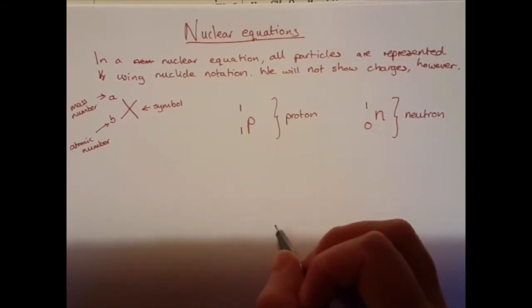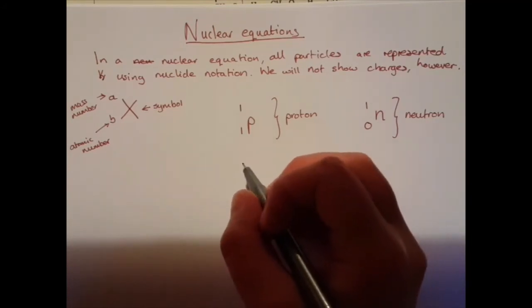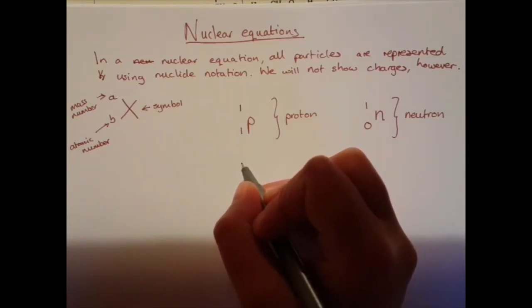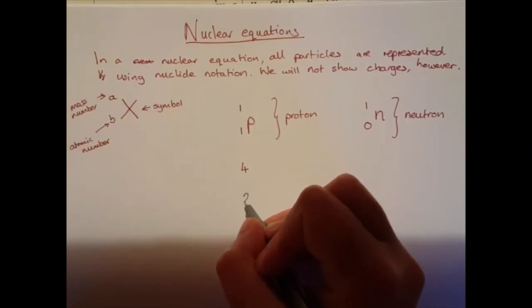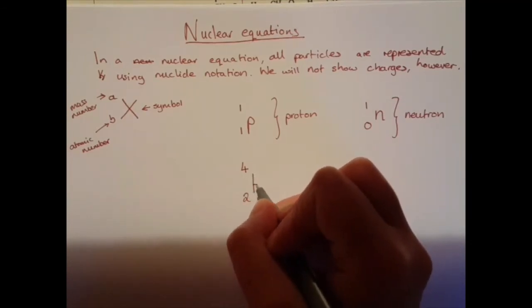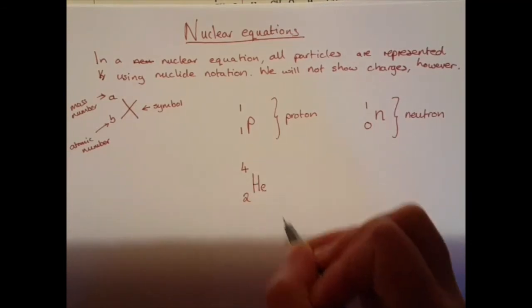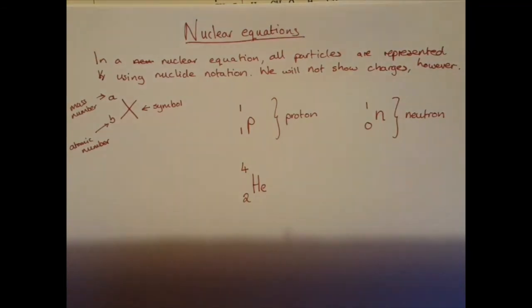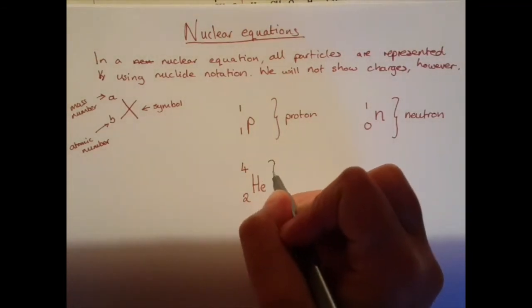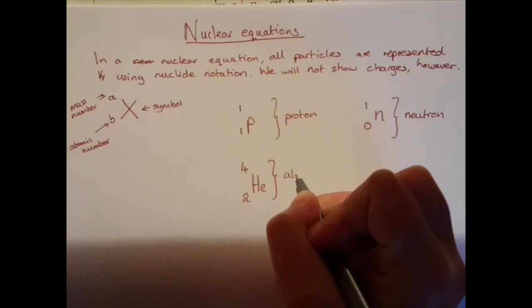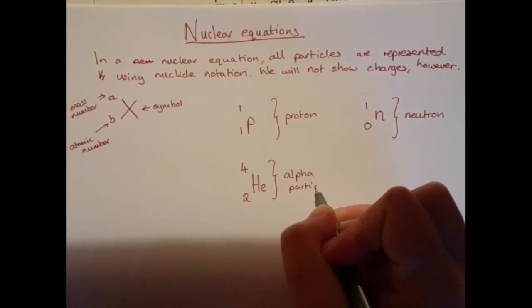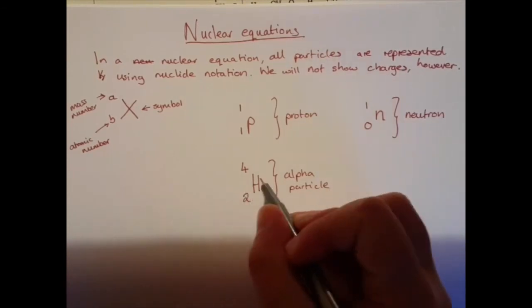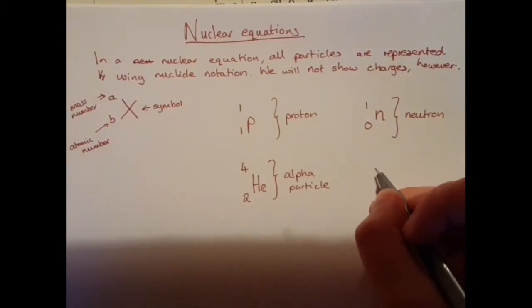Okay, and then we're going to look at an alpha particle and a beta particle as well. An alpha particle, remember, is effectively a helium nucleus. It has a mass number of 4 and 2 protons, so an atomic number of 2. And we're going to give it the symbol He. So that's your alpha particle. That's the same nuclide notation as you would use for an isotope of helium as well, because remember, alpha is just a helium nucleus.